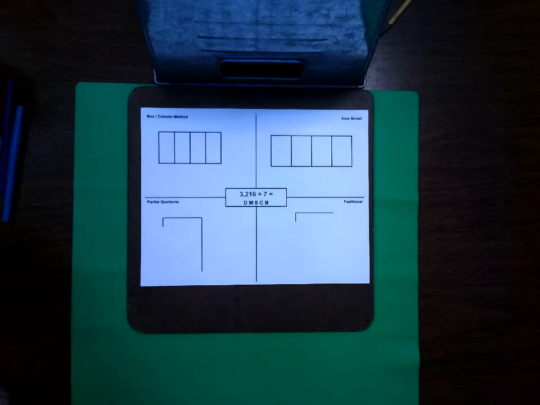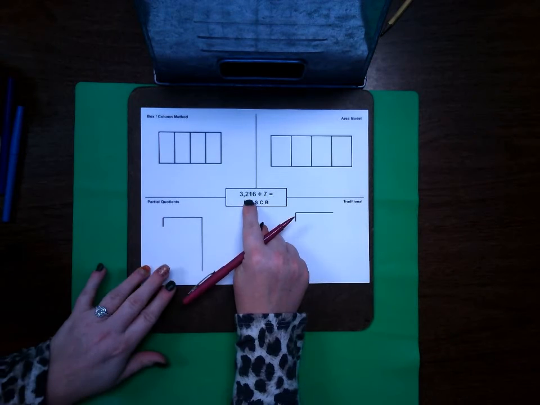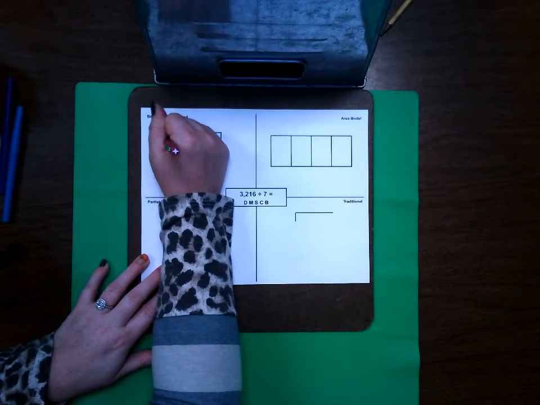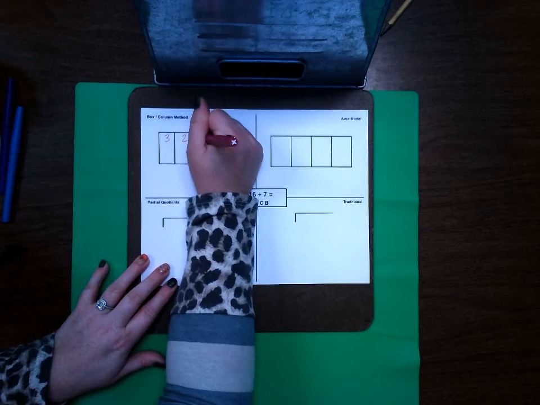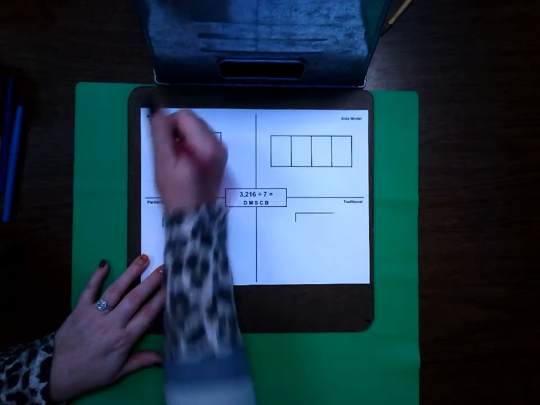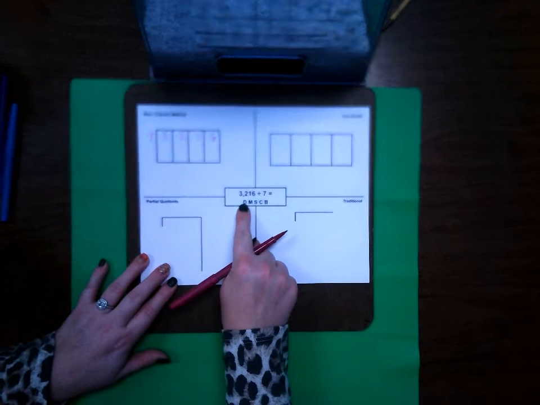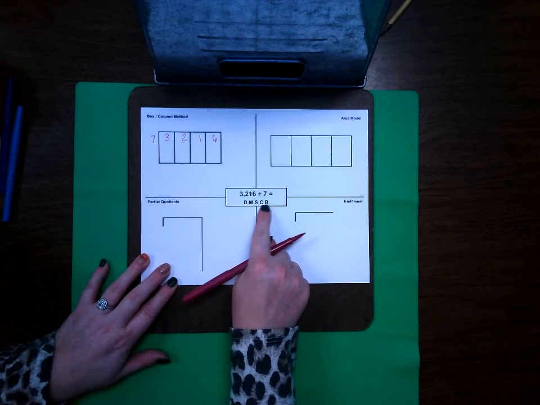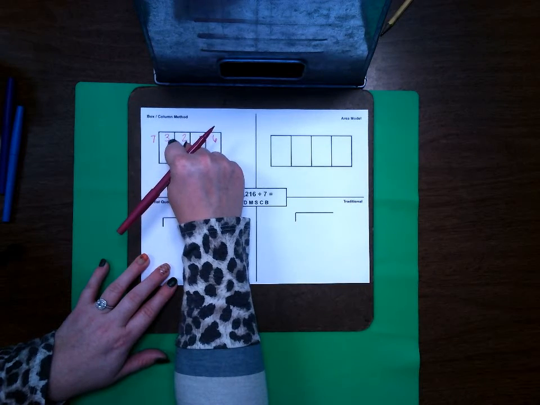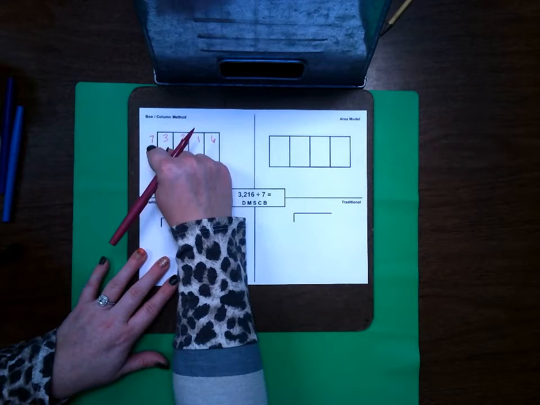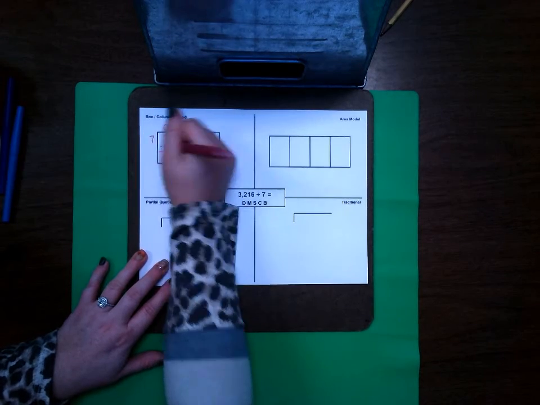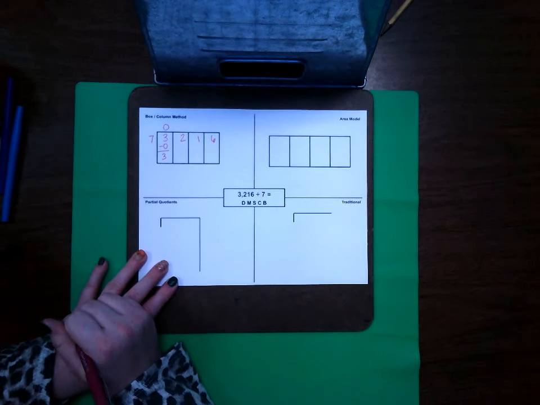3,216 divided by 7. I'm going to take my dividend here and I'm going to put one digit in each of these boxes. My divisor is going to go over here on the outside, and then I'm going to follow my acronym here. So D for does. If I have 3 M&Ms, can I divide them between 7 friends? And no, I cannot. So 7 times 0 is 0. Subtract, and I still have 3.